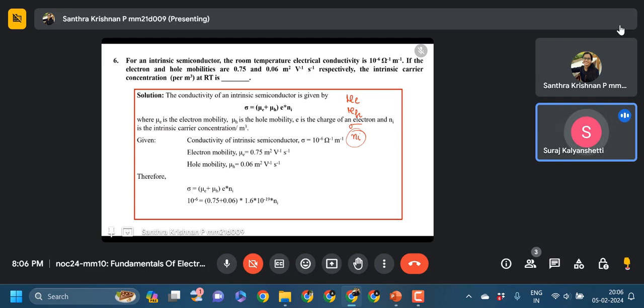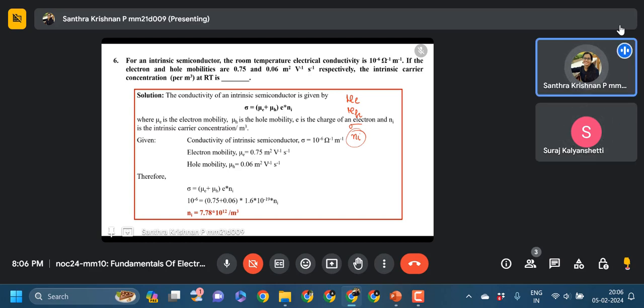So the value is probably 7.78 into 10 to the power 12 per meter square. Let me know if it is correct. Yeah, I got it, 7.78.